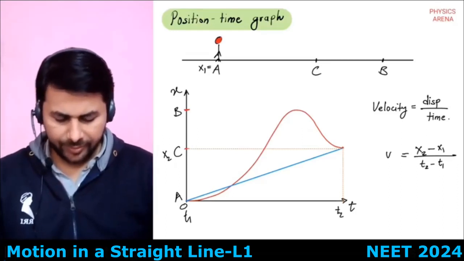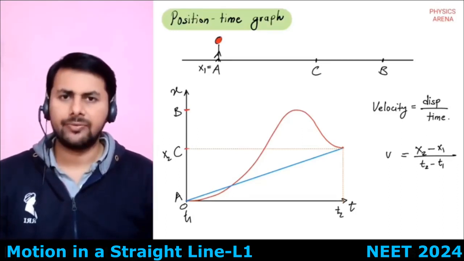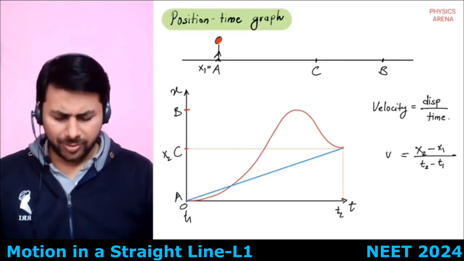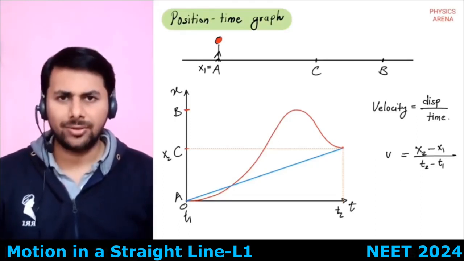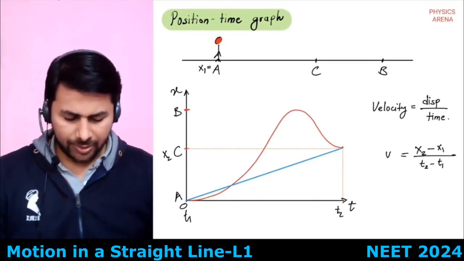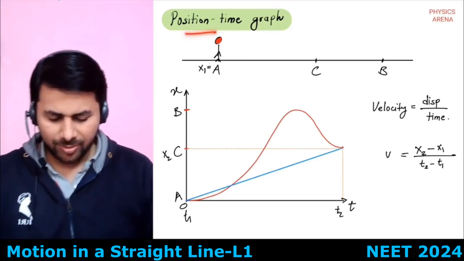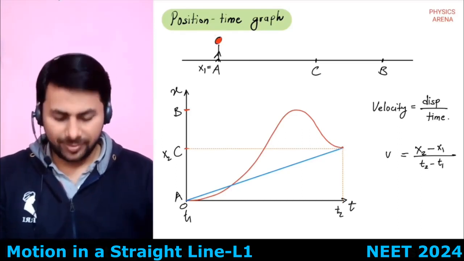So let's begin with motion in a straight line. Now we'll understand some very basic concepts. Most of these things you might already know, but still we'll do them, because maybe everybody might not know. So let's talk about the position versus time graph first.